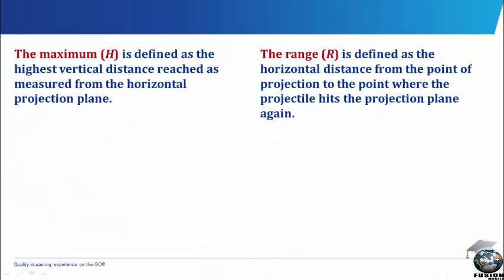From there we'll move to the next slide. Here we have the maximum height, which is simply the highest vertical distance or displacement reached as measured from the horizontal or the projection plane.